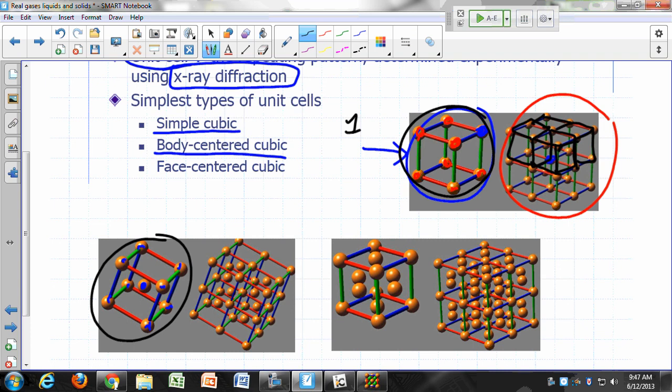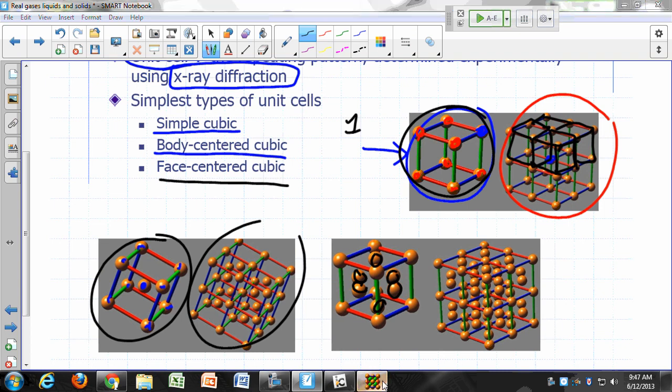1/8 of the 8 plus the 1 that's in the middle. Okay? So this is what a body-centered cubic looks like. What if you have what's also called a face-centered cubic? Look at what happens in the face-centered cubic here. At each of the 6 faces, 1, 2, 3, 4, 5, 6, you have an extra atom.